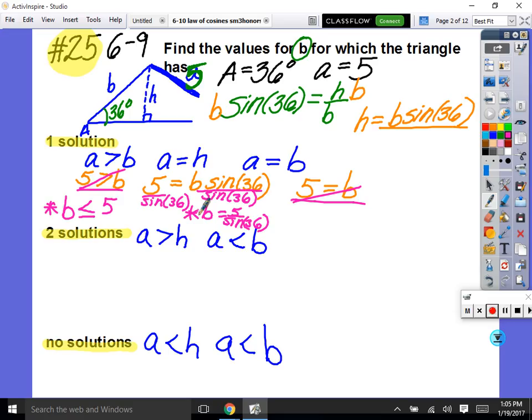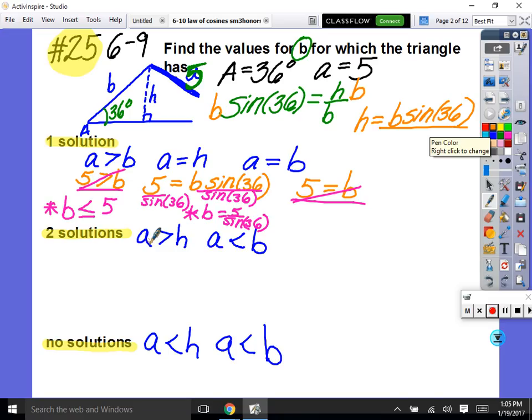Okay, let's move on to two solutions. So let's put in what we know, because this is very specific. It wants all the answers in terms of B. It gave us A. So A is 5, right? So 5 is greater than B, we're going to have two solutions. And if 5 is less than, greater than H, my fault.